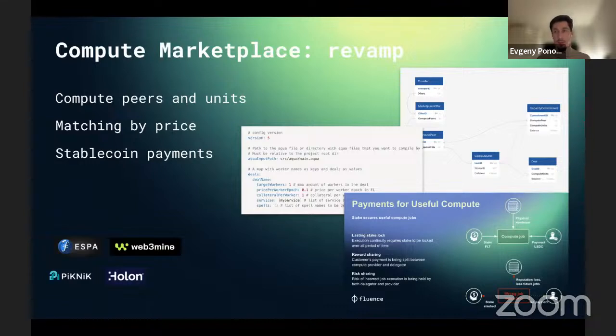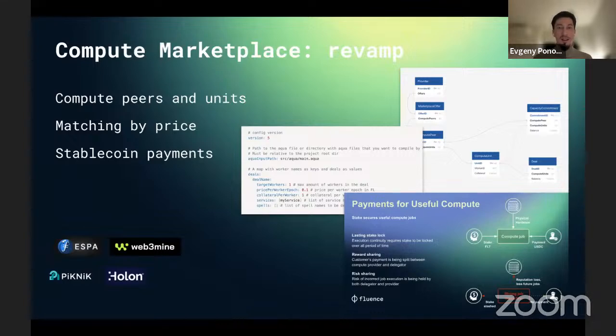In the updated version, we will be launching this marketplace with partner providers in a permissioned setup initially. Right now we are finalizing the last updates to it, and then I'll tell you further about what happens next.